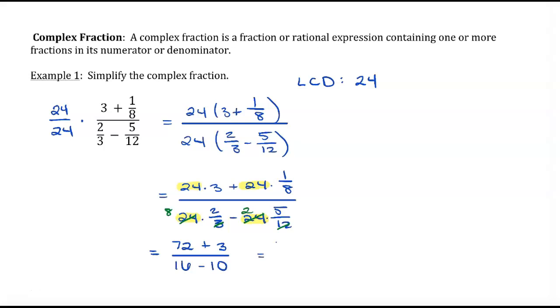72 plus 3 is 75, and 16 minus 10 is 6. So we have 75 divided by 6. And both the numerator and the denominator being multiples of 3, this simplifies to 25 over 2.